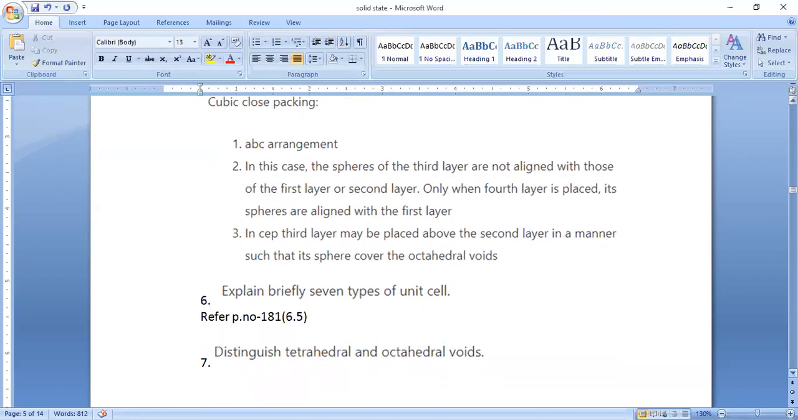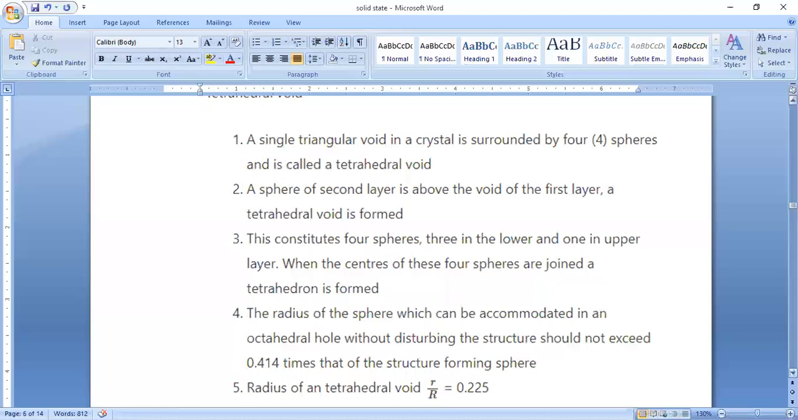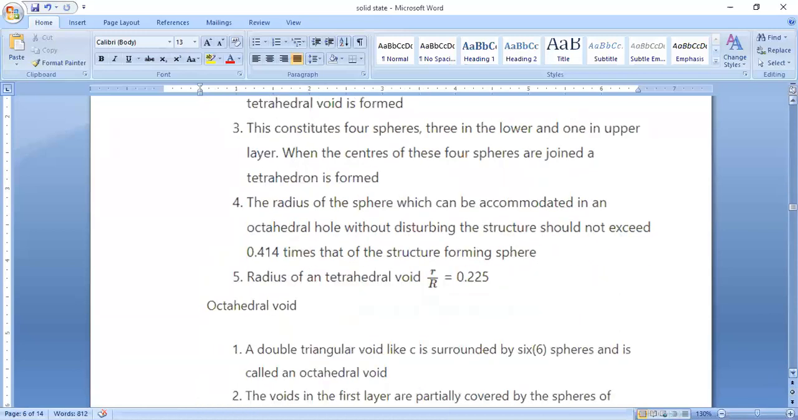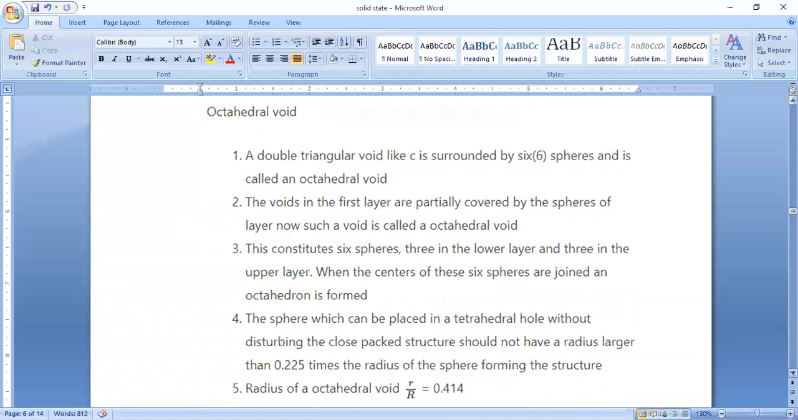So then question number 6, explain briefly 7 types of unit cell. So the answer is in page number 181 under 6.5. So next, distinguish tetrahedral and octahedral voids. In tetrahedral voids, the single void is surrounded by 4 spheres, and the radius ratio is 0.225. Octahedral means the single void is surrounded by 6 spheres, and the radius ratio for this type is 0.414. The detailed explanation of this is in the video. Kindly watch that video again.